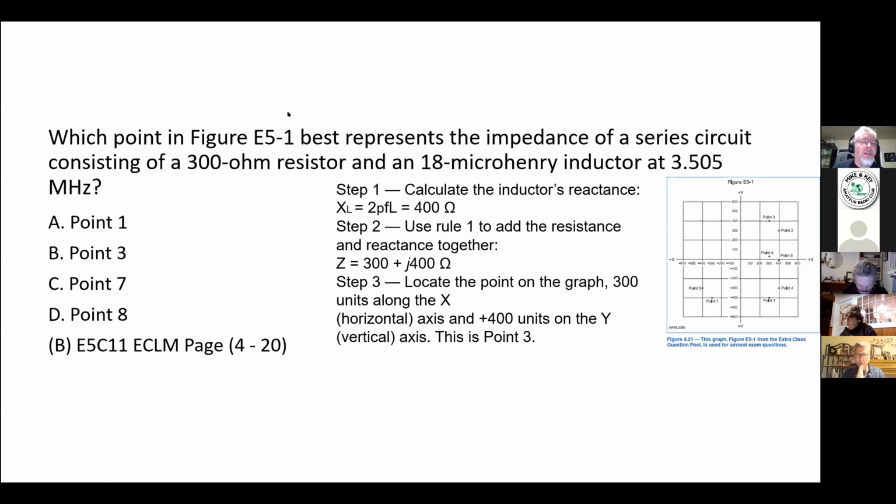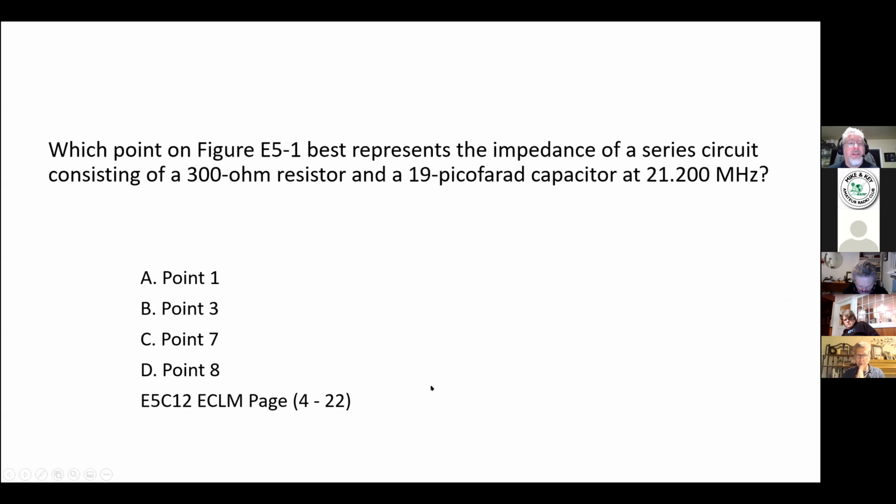Let me move this way over that way. Okay. Which point on figure E5-1 best represents the impedance of a series circuit consisting of a 300 ohm resistor and a 19 picofarad capacitor at 21.200 megahertz? So again, we're going to go over to the right on the 300 ohm area, and since it's a capacitor, it's going to be in the lower part.